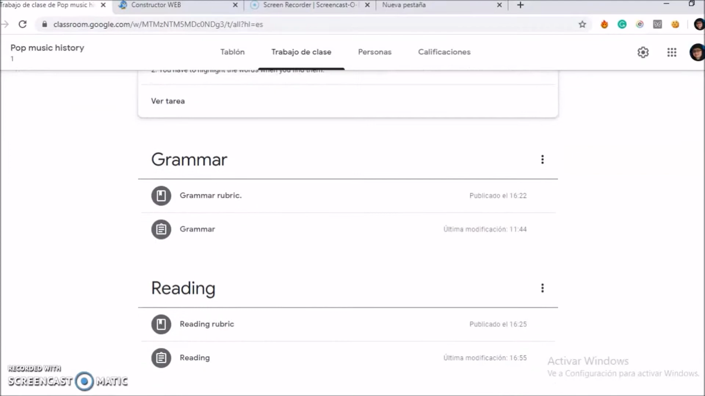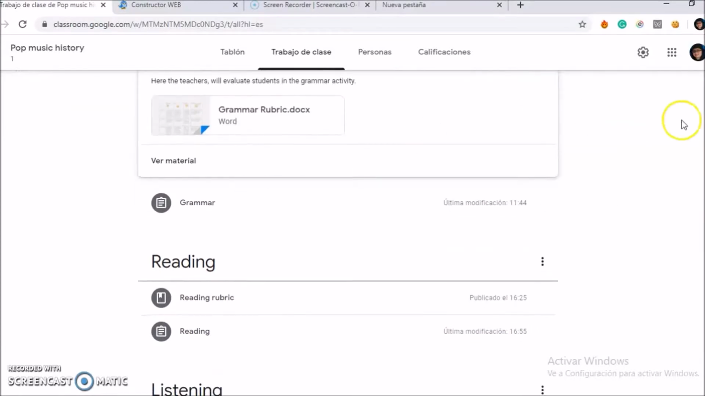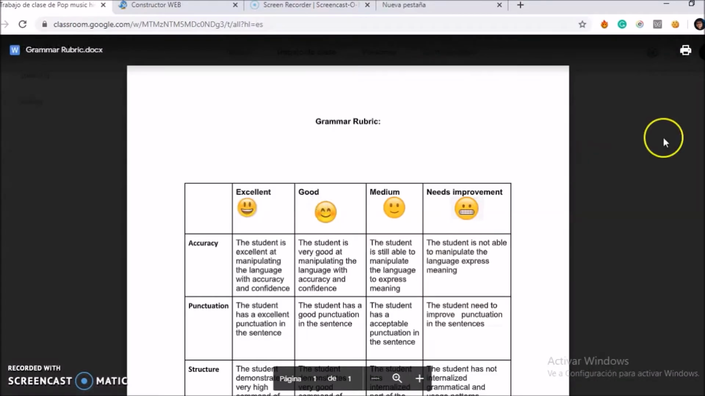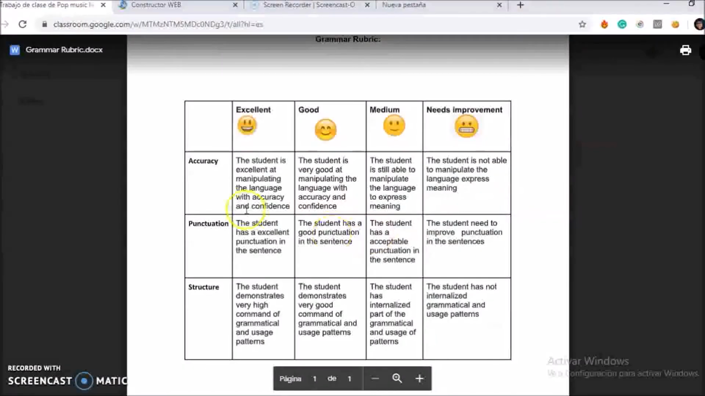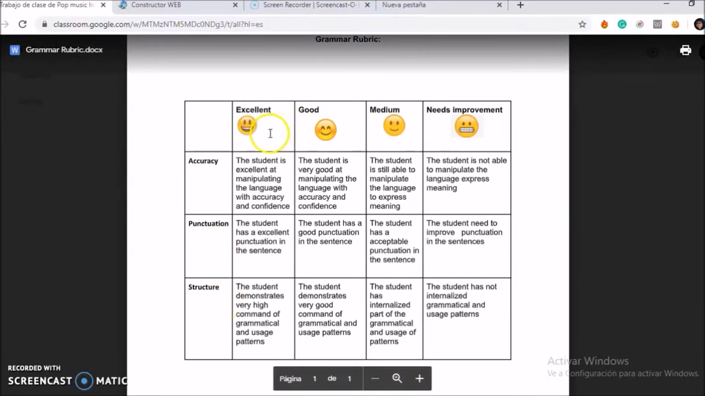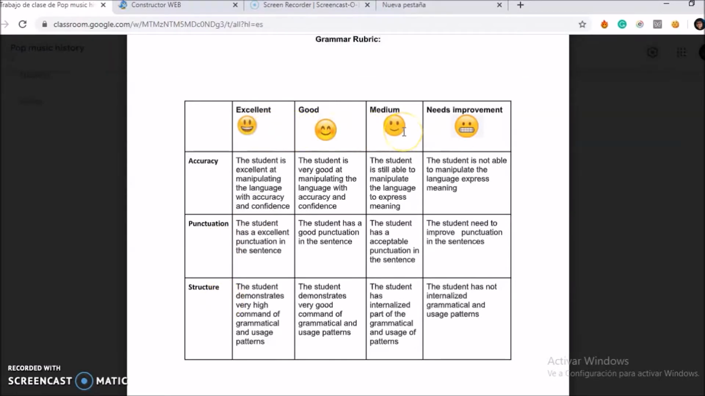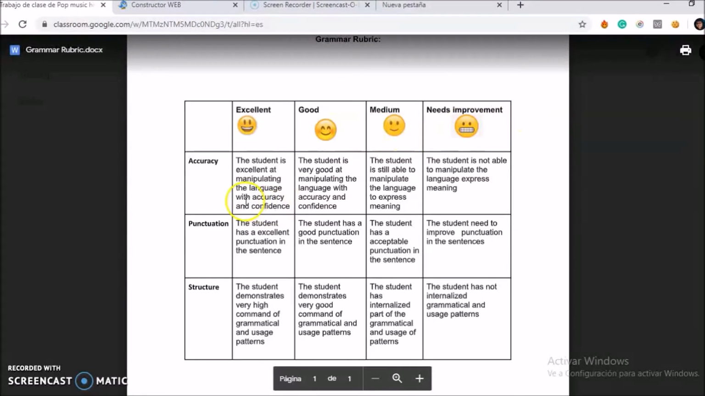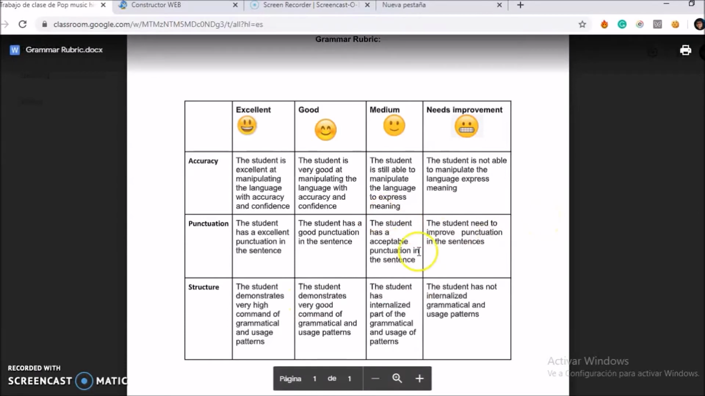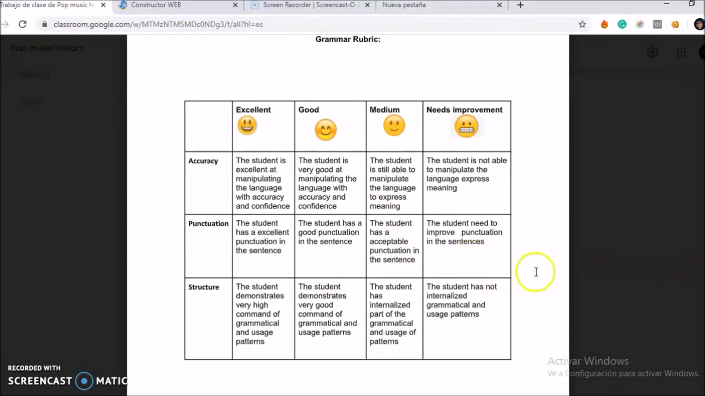In the skill of grammar, there is also a rubric. Here we will evaluate the students in the grammar activity. So this is the rubric. In this case, the rubric has 3 themes like accuracy, punctuation, and structure. It has excellent, good, medium, and needs improvement. And there is the description of each item that we will evaluate.